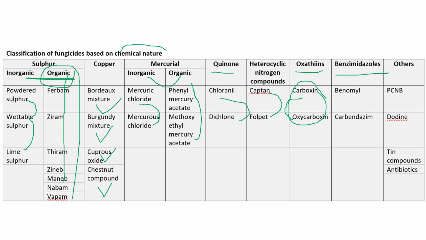Benzimidazole group of fungicide: benomyl and carbendazim come under this group. Others like PCNB, dodine compounds and antibiotics are also there. Now they asked which group carbendazim comes under. Carbendazim comes under the benzimidazole group of fungicide. So the answer is A, benzimidazole group of fungicide.